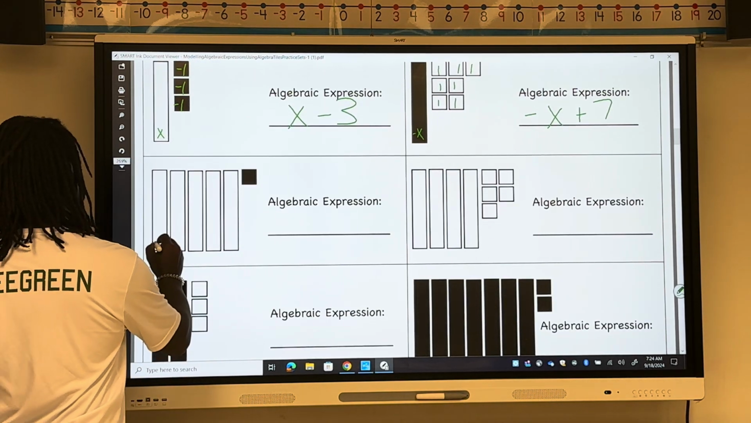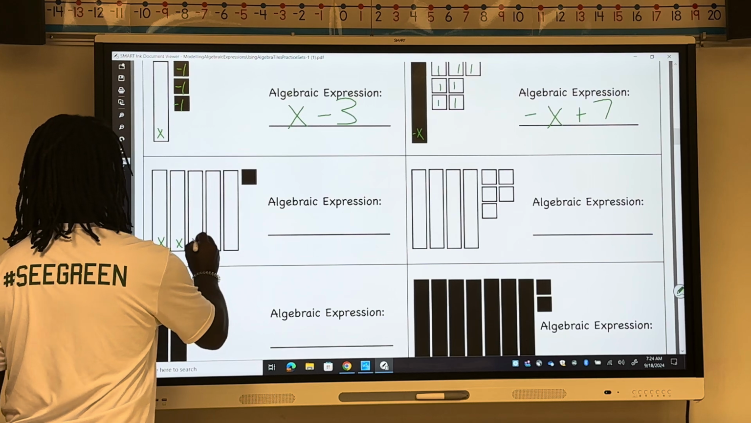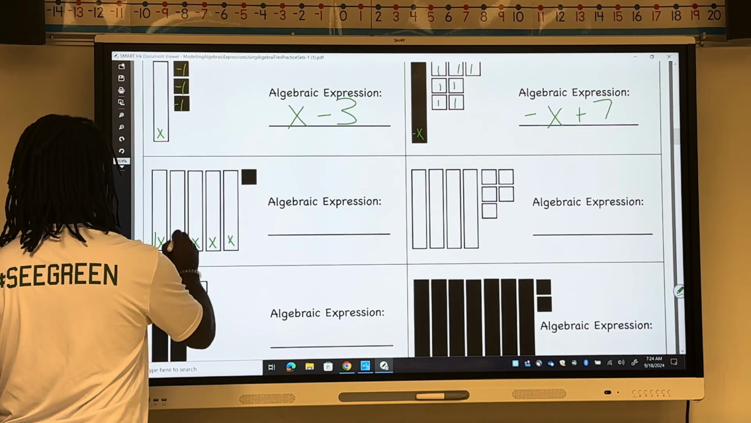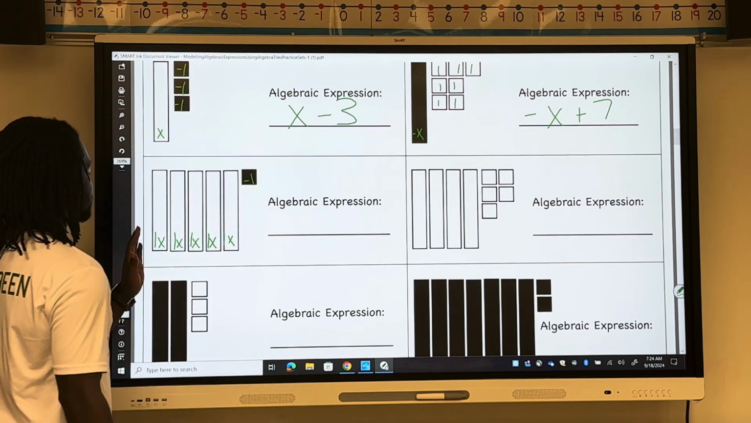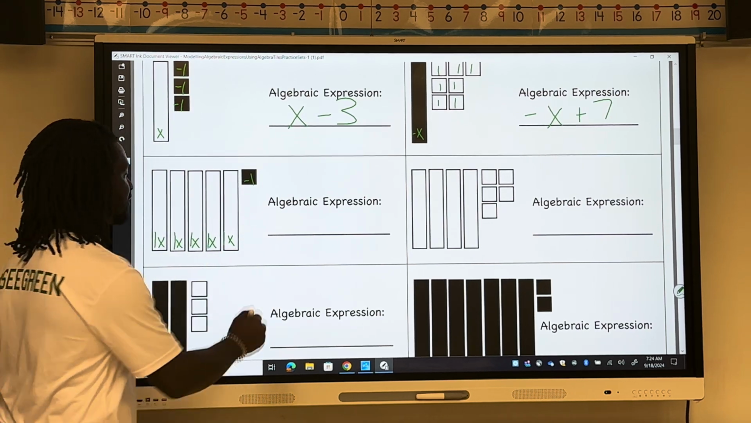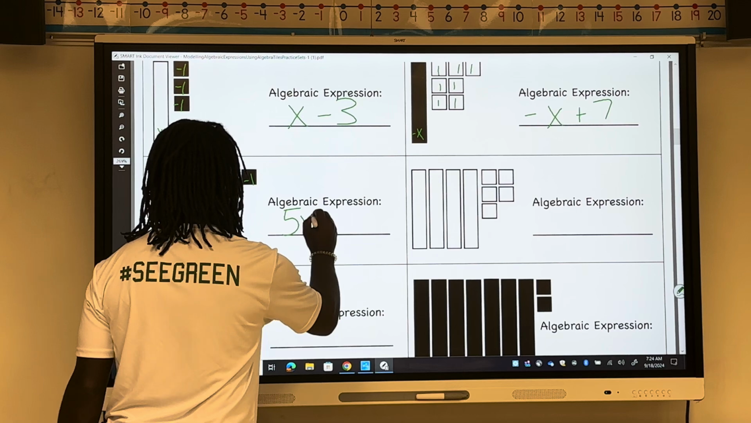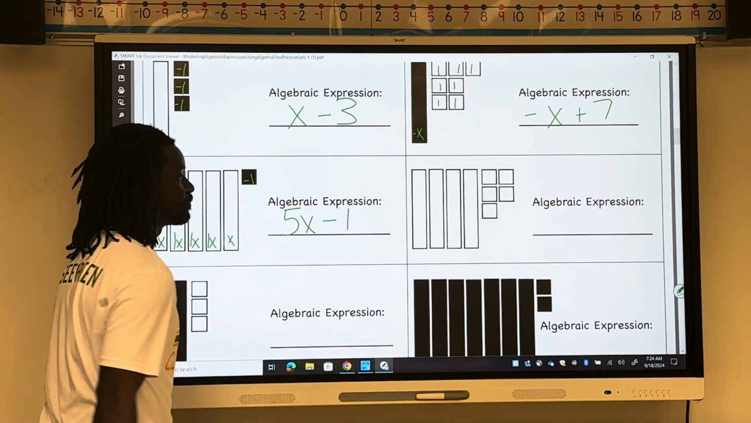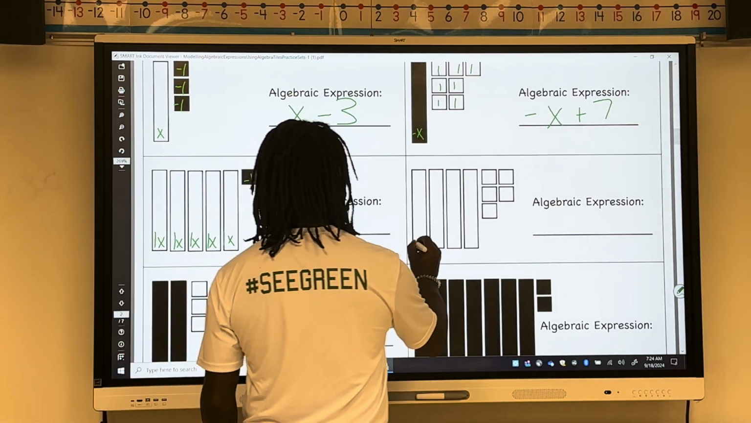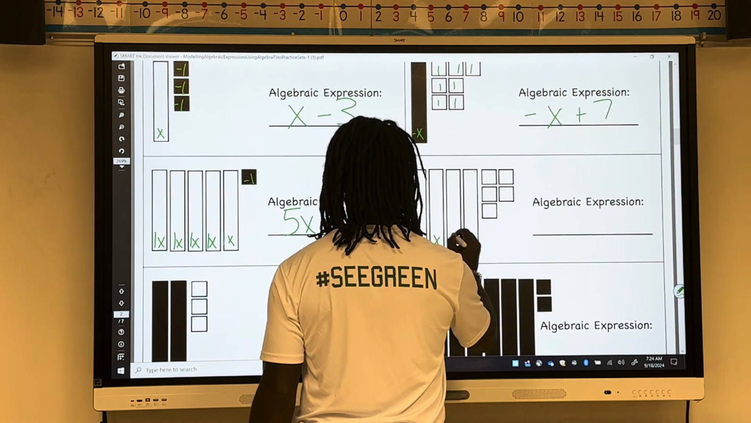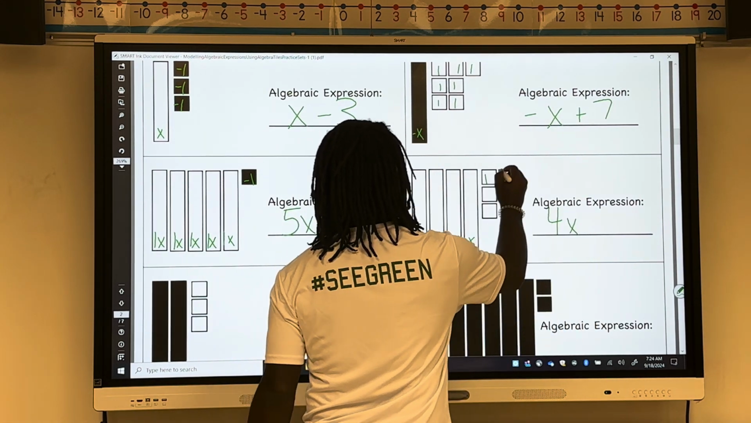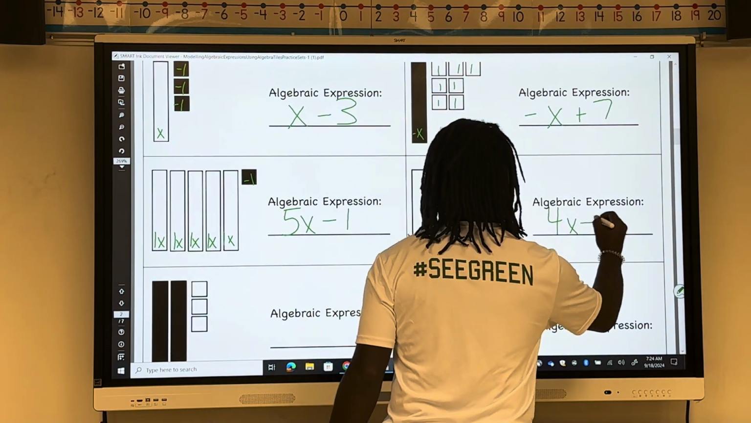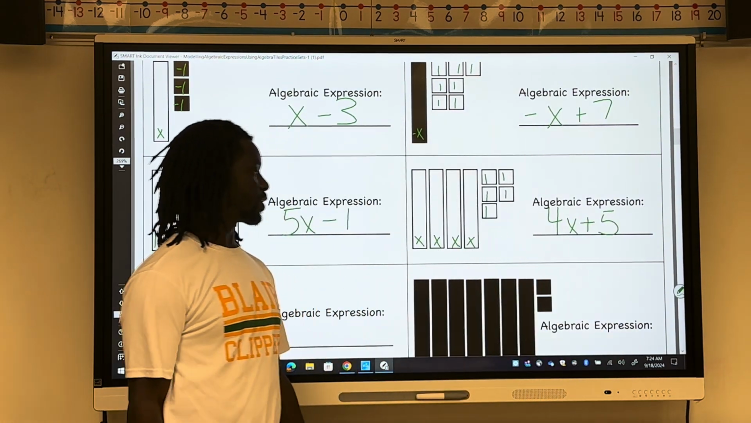Moving on, these are all positive x's. Again, we can think about it in terms of 1x if that helps, right? And then we got a negative 1. So 1, 2, 3, 4, 5, we got a positive 5x, and then we got minus 1, all right? Then we got, again, positive x's. We have 4 of them, so we have 4x. Then we have 5, so then it's plus 5, okay?